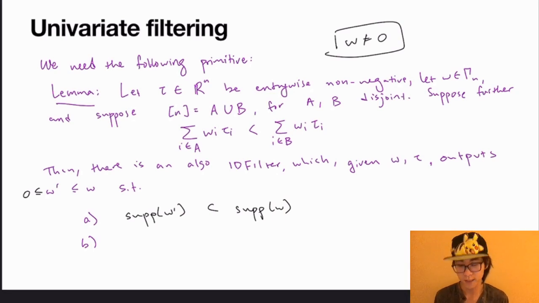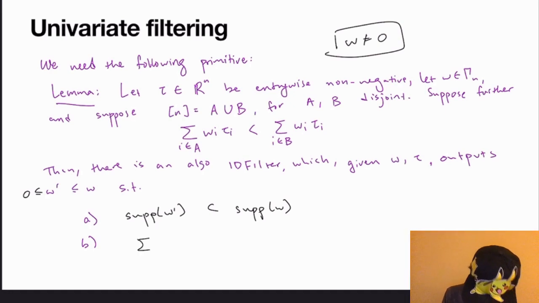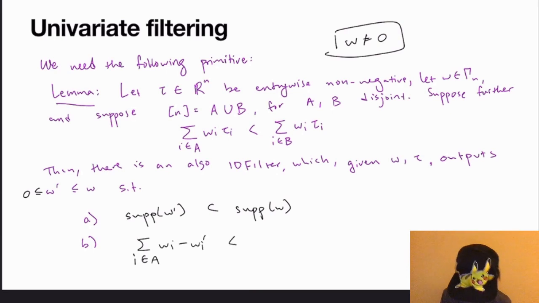The second guarantee is that w prime removes more weight from B than from A. In other words, the mass removed from A is the following quantity, the sum of wi minus wi prime, and the claim is that this is strictly less than the same thing for B.